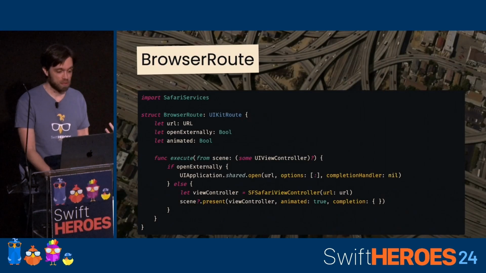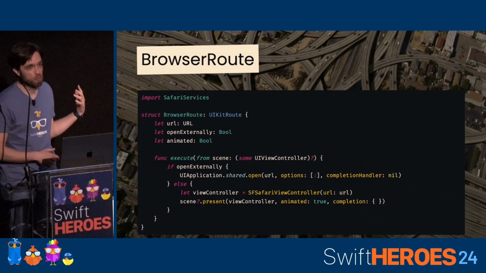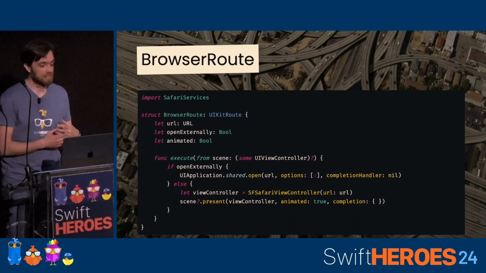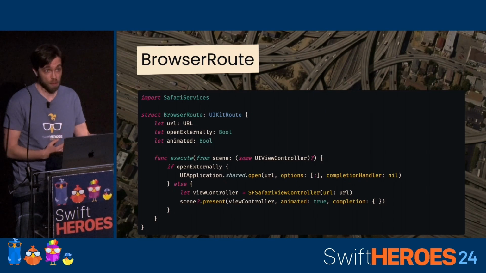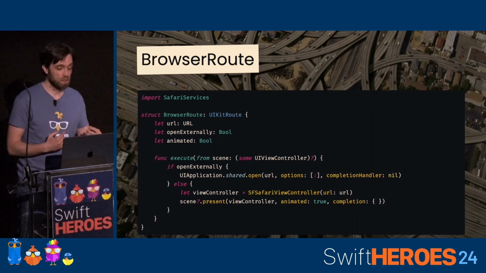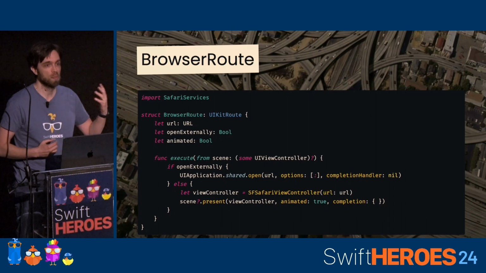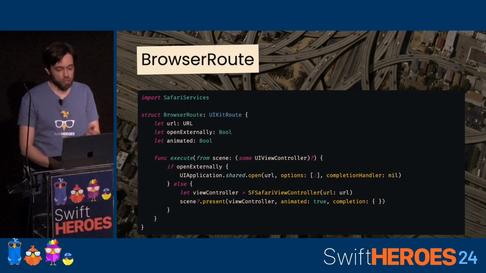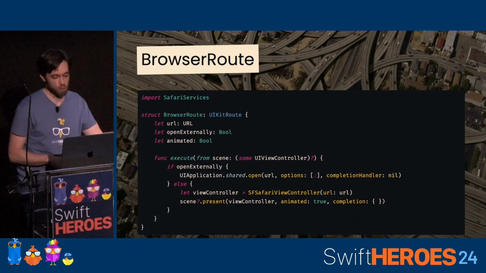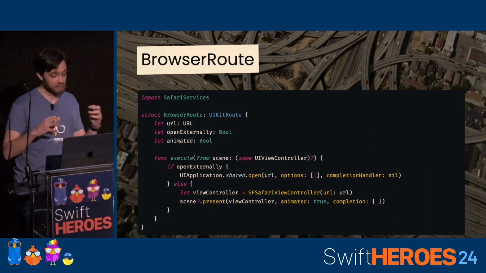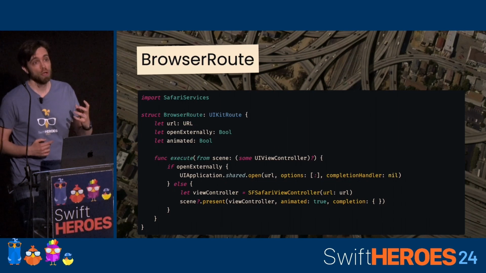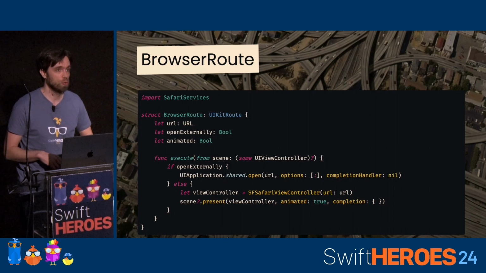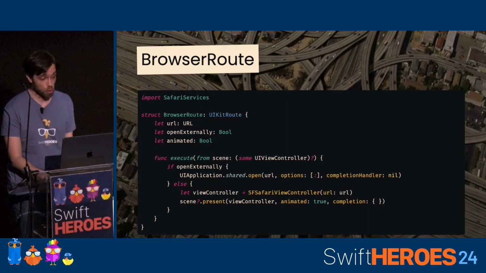We can expand on this and try to provide a solution to the previous dilemma for Safari controller, creating the browser route. So you can have this object in your code saying that you want to have a URL, an external valid URL, hopefully. You may want to decide if opening externally or internally, like if you want to open a deep link to another application, you don't want to use Safari controller. And again, animate the change or not. And then you can just have your code saying that if open externally, use the UIApplication shared open, blah, blah, blah. Otherwise, create the Safari view controller and present it. This also lets us encapsulate the import SafariServices thing in this route and not pollute our code with other Safari things all around the code base.